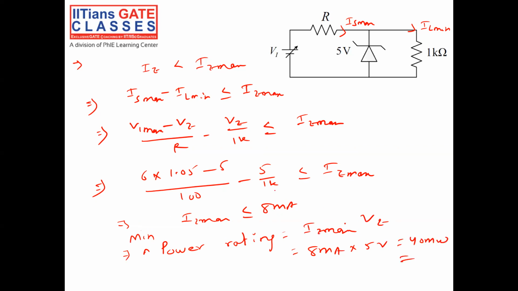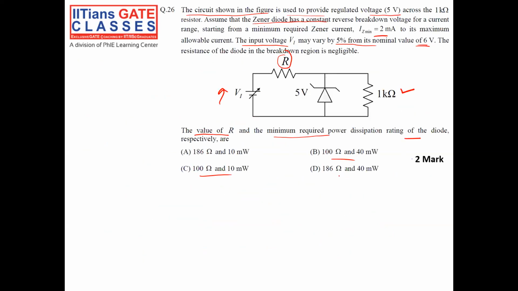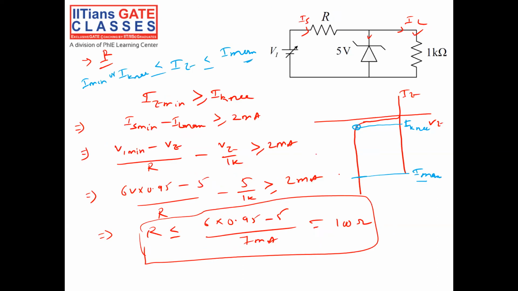This is the answer. I want a general diode which can support a maximum of 8 milliampere current. For supporting this, I need the power rating of 40 milliwatt. So the answer is 140 milliwatt, answer B. Right? B is the answer. Let's see the next question.